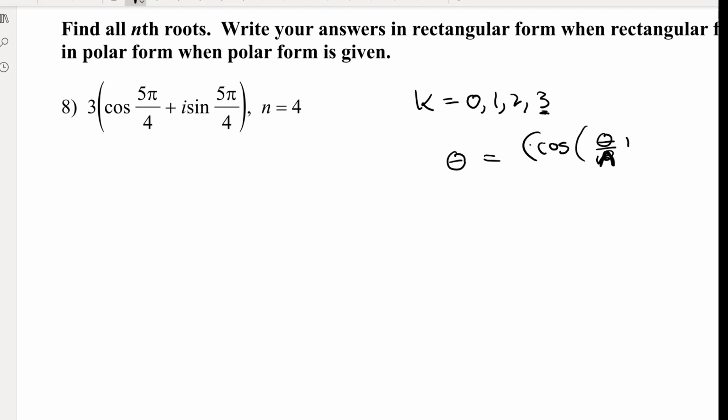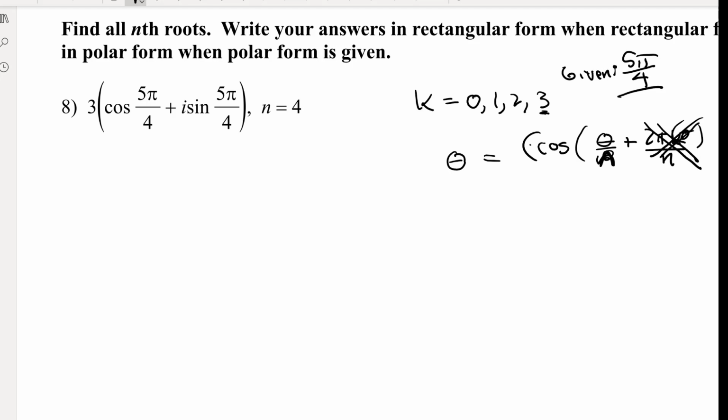And now look at what you have. You have x minus 1 squared plus y minus 1 squared is equal to 2. So that's a circle with center 1, 1. But when k is 0, this part just cancels. So we're going to take our given theta.